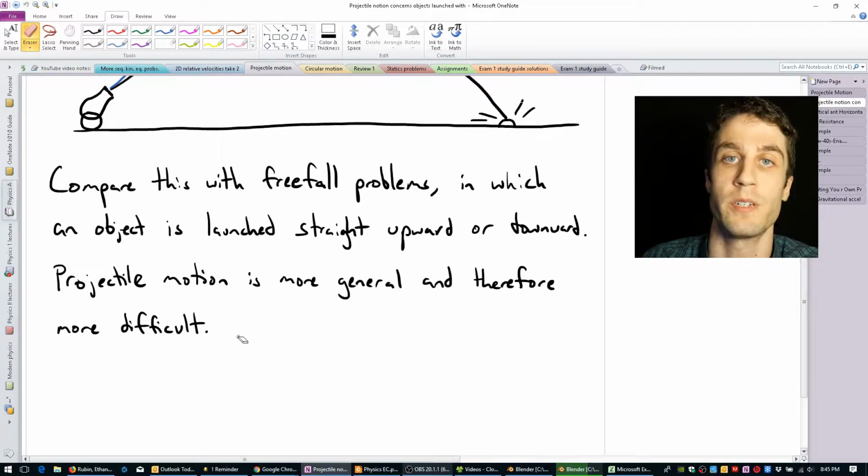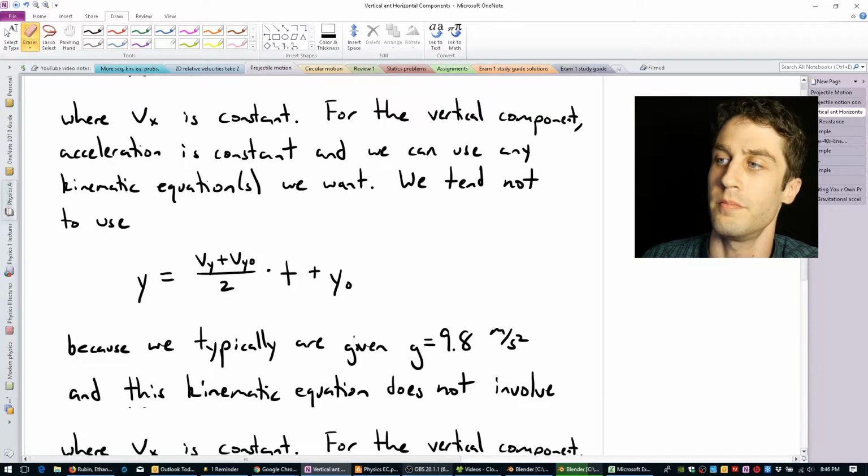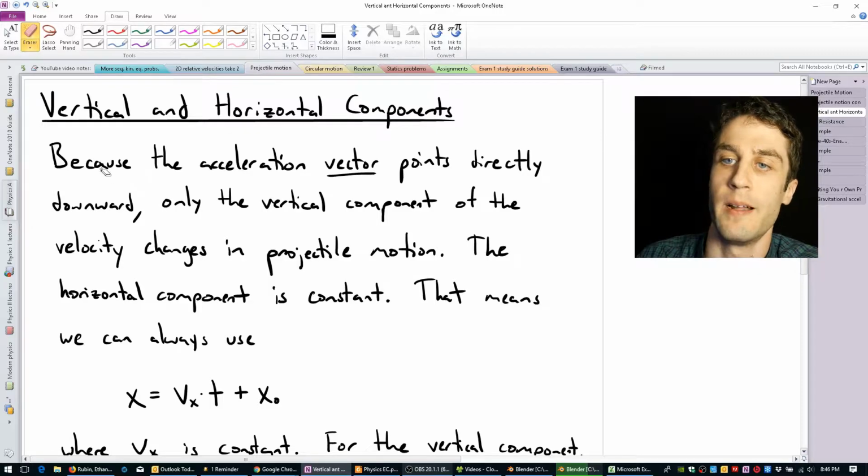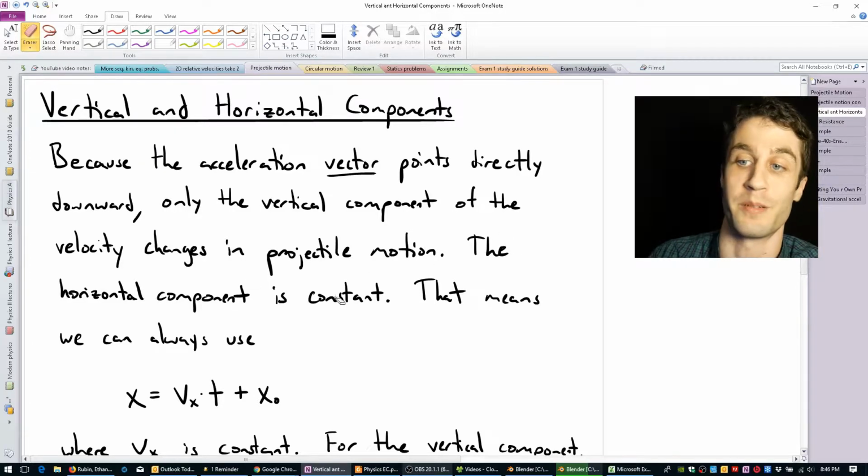So in projectile motion we have some horizontal component to the velocity, and so this is a manifestly two-dimensional problem. We have to work it out in 2 dimensions. Let's talk about taking these components. Because the acceleration vector points directly downward, only the vertical component of the velocity changes in projectile motion. Again, take the horizontal component of that acceleration vector and you get 0. So 0 acceleration in the horizontal direction, and that means the horizontal component of the velocity must be constant. The horizontal component is constant.